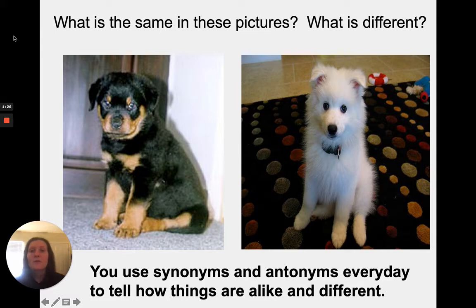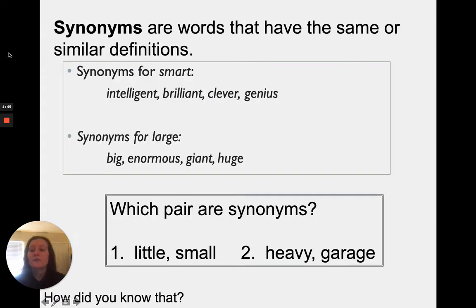And so the reason that we're looking at these pictures is because they kind of go along with synonyms and antonyms that we're going to be learning about today. So you use synonyms and antonyms every day to tell how things are alike and how they are different. So first up, we're going to look at synonyms.